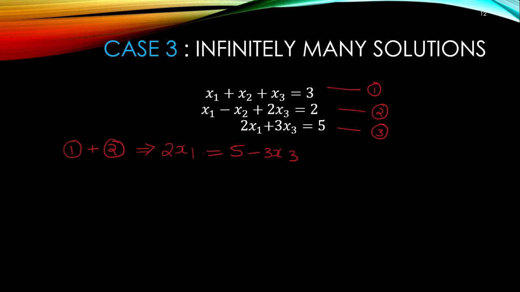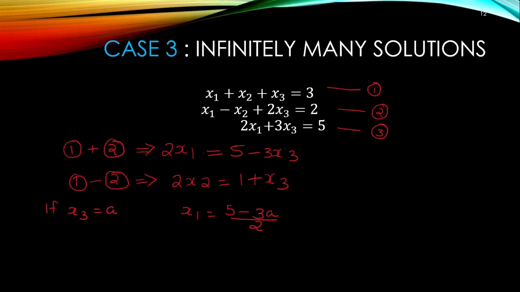Add 1 plus 2, we get 2x1 is equal to 5 minus 3x3. 1 minus 2 gives you 2x2 is equal to 1 plus x3. So x3 is common in these two equations. So let's take x3 is equal to a. Then we get x1 as (5 minus 3a) divided by 2, x2 as (1 plus a) divided by 2.